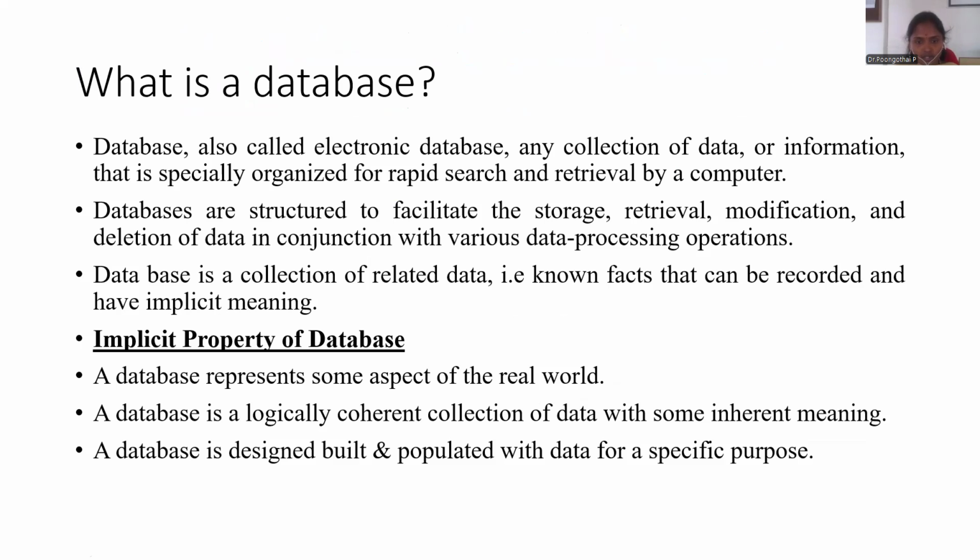A database is a collection of related data, that is, known facts that can be recorded and have implicit meaning. Implicit properties of a database are that it represents some aspects of the real world, and it is a logically coherent collection of data with some inherent meaning. It is designed, built and populated with data for a specific purpose.